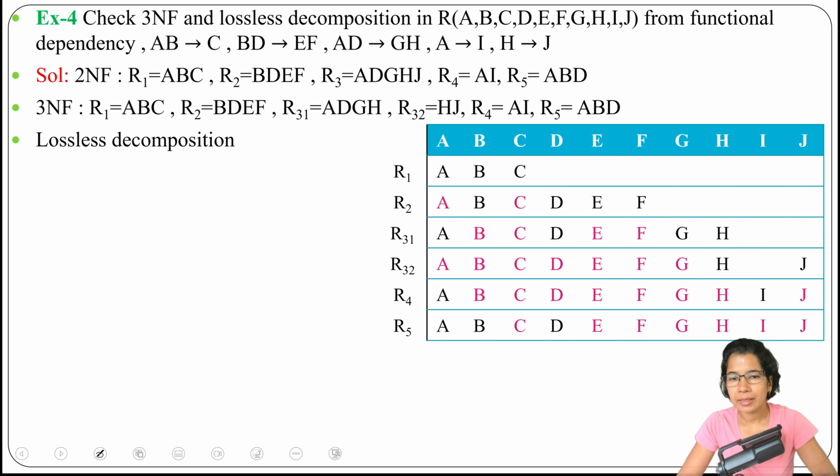In today's lecture, I discussed what is 3NF and how to check lossless decomposition. In the next lecture, I will discuss dependency preservation, how we can check whether a decomposition preserves the dependencies or not. In 1NF, every attribute should be atomic. In 2NF, there should not be any partial dependency. In 3NF, there should not be transitive dependency.